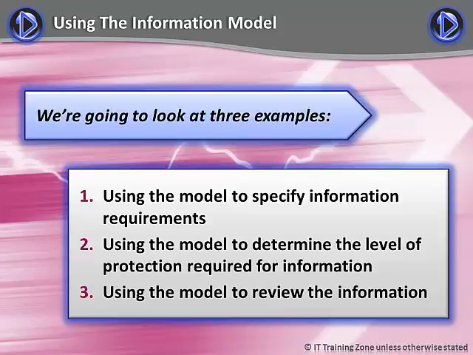Okay. We've introduced and described the information model. Now let's look at how it can be used. We're going to look at 3 examples. Using the model to specify information requirements. Using the model to determine the level of protection required for information. And using the model to review the information.